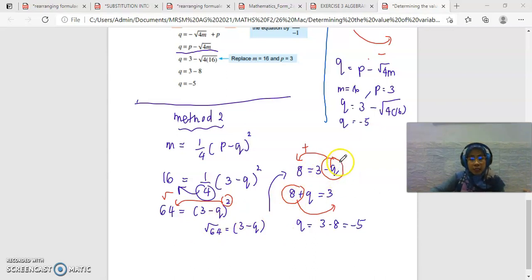So what is q here? Make q as the subject. I will bring q to the other side, it will be positive: 8 plus q equal to 3. Then I bring 8 to the other side, it will be negative. So q is equal to negative 5.